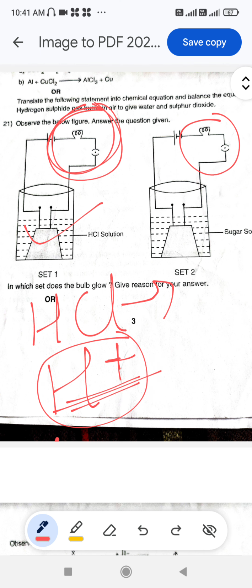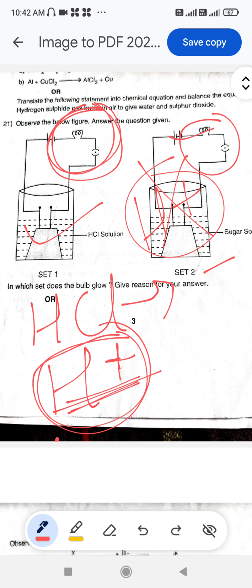But in the case of sugar solution, there are no H plus ions, so there is no motion of electric charges, and the bulb does not glow. In the case of HCl, the strong H plus ions allow the electric charges to pass through, so electric current is produced and the bulb will glow in set 1. But in set 2, the bulb will not glow because of the absence of H plus ions. This is the answer to the 21st question.